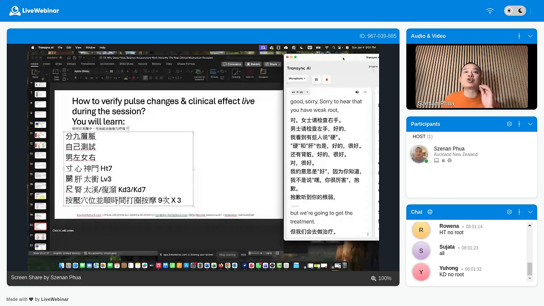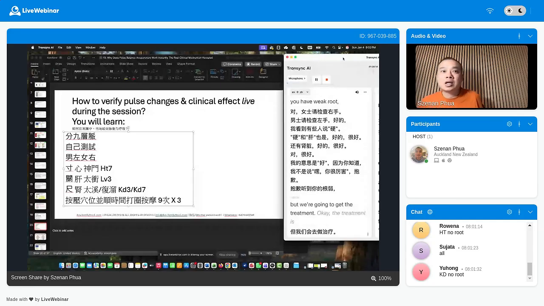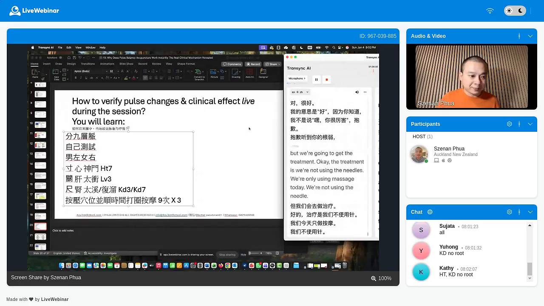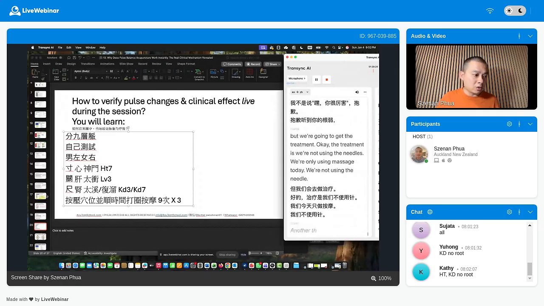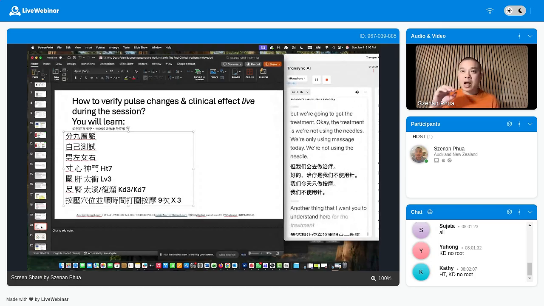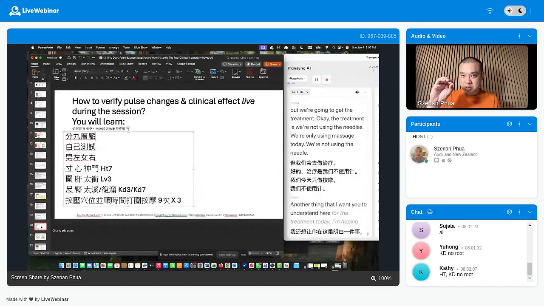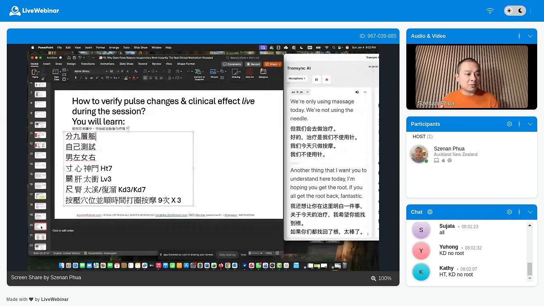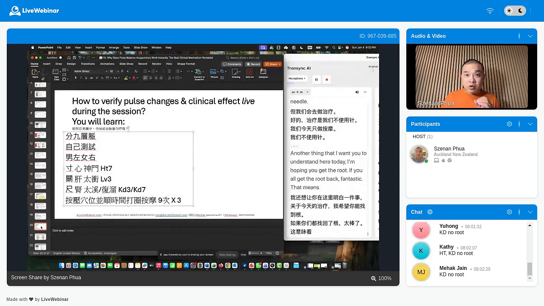Okay, the treatment is we're not using the needles. We only use massage today. So we're not using the needle. Now, another thing that I want you to understand here, for the treatment today, I'm hoping you get the root. If you all get the root back, fantastic. That means it works very well, right?